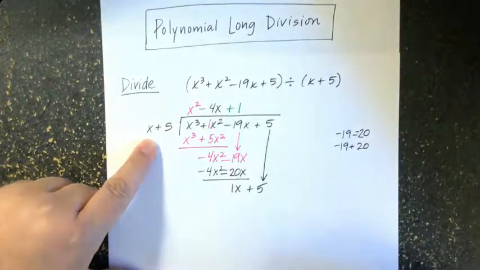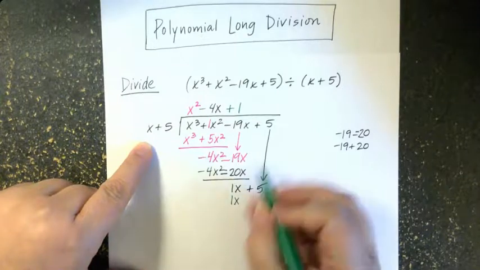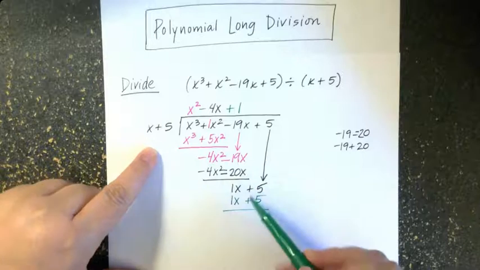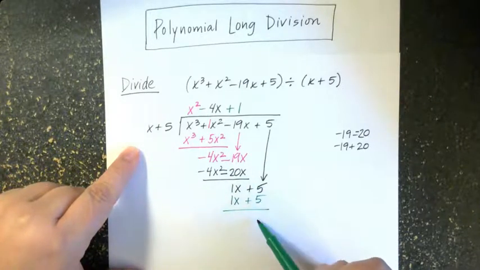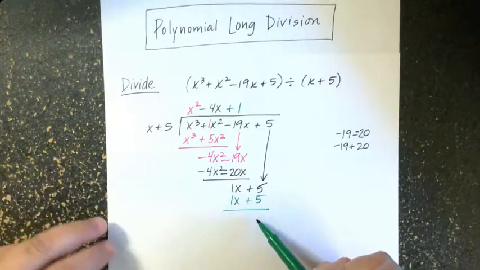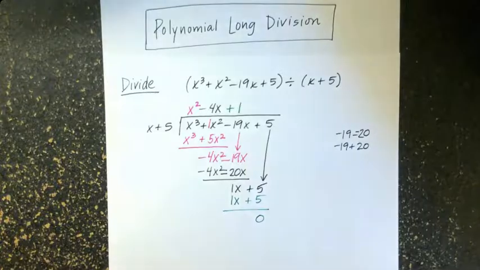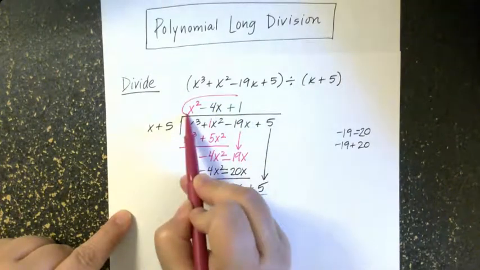Oh, good, that is a good one. 1 times x gives me 1x. 1 times 5 gives me 5. When I subtract 1x minus 1x, no x's. 5 minus 5, no constants, no numbers. And so I have no remainder. So that tells me that my answer is complete right here.